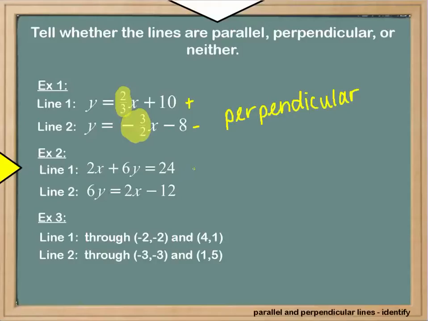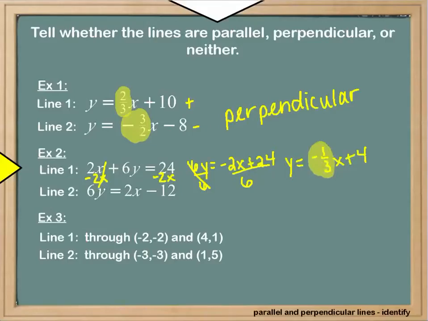Which means for line 1, I need to get y by itself. To do that, I subtract 2x from both sides of the equation. After doing that, I get 6y equal to negative 2x plus 24. Y still isn't by itself, so I divide both sides by 6, and I get y equal to negative 1/3 x plus 4, the slope of which is negative 1/3.